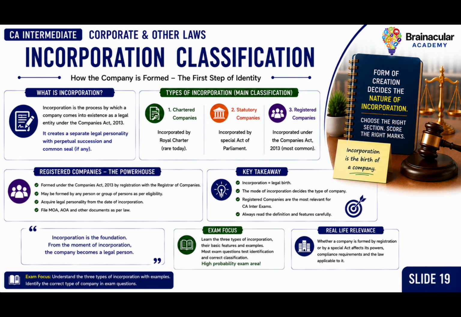Second are statutory companies. These are incorporated by special act of parliament. For example, RBI, which is under RBI Act 1934. Then LIC, governed by LIC Act 1956. They're governed by their own acts. Third is registered companies. These are incorporated under the Companies Act. This is what we are studying. All Companies Act 2013 companies are registered companies.